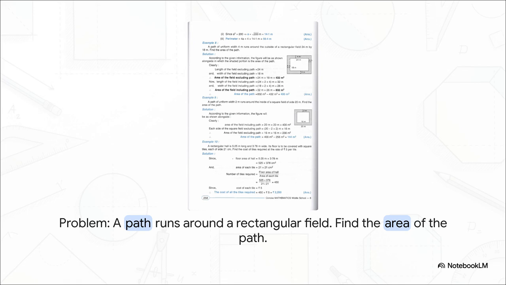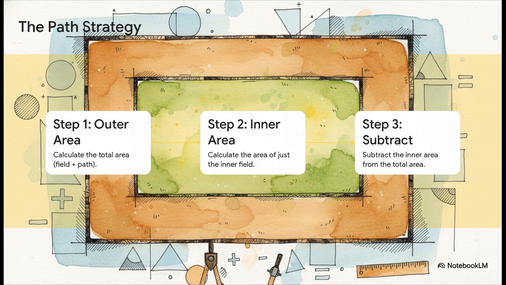We've got a rectangular field, and there's a path with the same width all the way around it. Our mission is to find the area of just the path. Now, there's no single formula for a path, right? So this is going to take a little bit of clever thinking. So the key here isn't about memorizing a new formula. It's all about the logic.